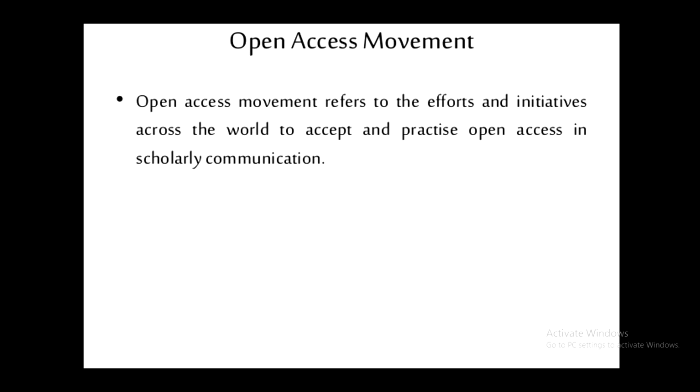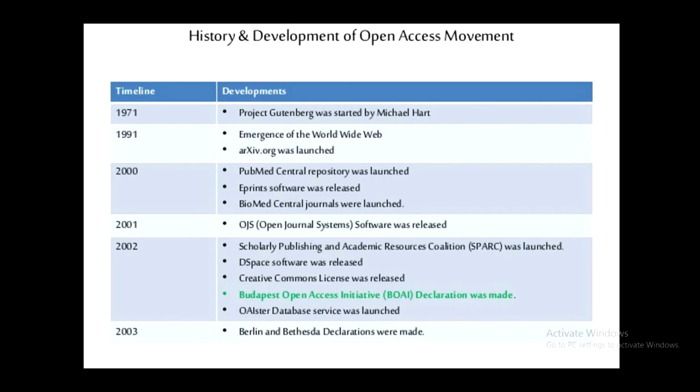So now we are coming to the main point, that is the open access movement. The movement means a revolution. Open access movement refers to the efforts and initiatives across the world to accept and practice open access in scholarly communication. So as I have told you earlier, in the earlier times there was no concept of open access. If you wanted to get an article or a document, you had to pay a certain amount of money. But after the open access movement, it has changed. Okay. So how it started and what the movements were, we will discuss in the next slide.